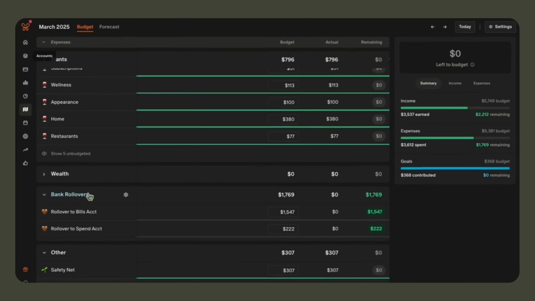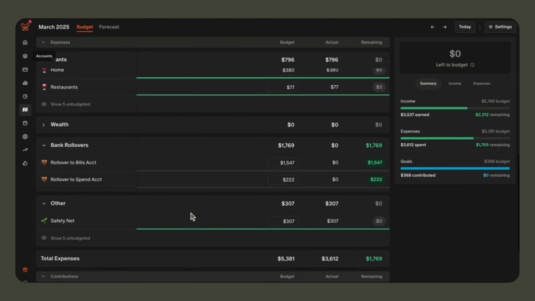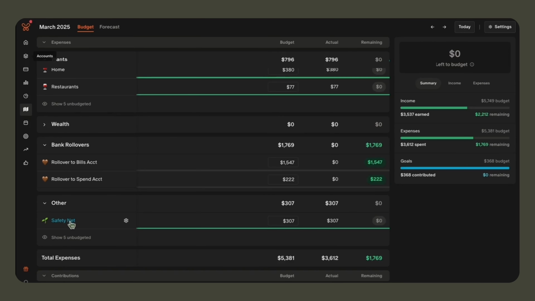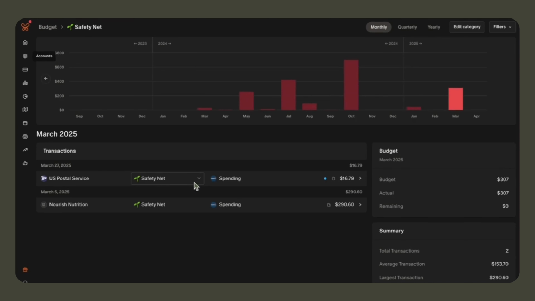We're going to skip my bank rollovers for now and go to other. So you'll see that I spent over $300 of unplanned expenses. That is because I decided to get a dietitian through that online company Nourish, and it was a complete waste of time. I only signed up because I was under the impression that I would not be paying out of pocket. But after they submitted everything, my insurance bounced it back to me.